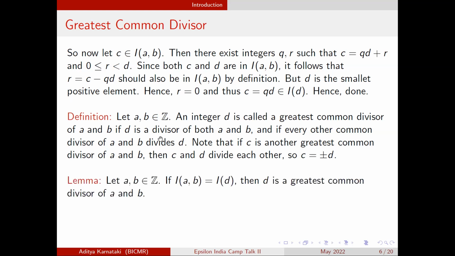And so this is a small lemma. We did not do all of this I of AB business for no reason. If I of AB is I of D, then D is the greatest common divisor of A and B.